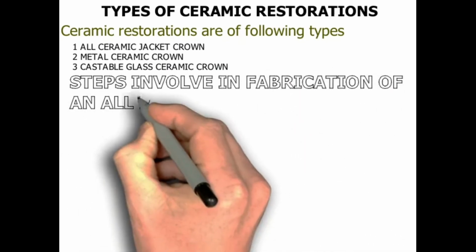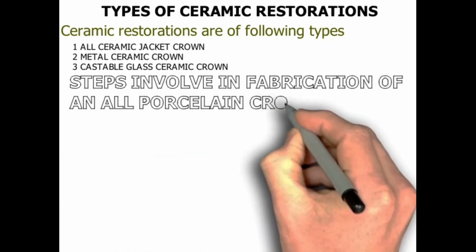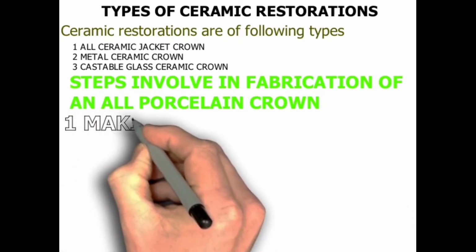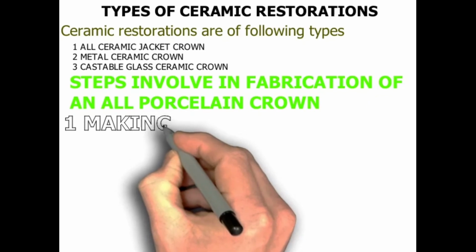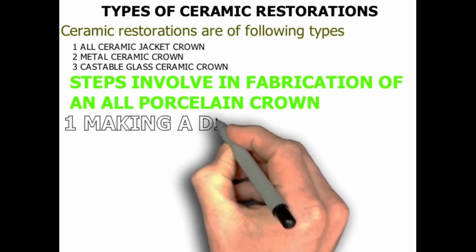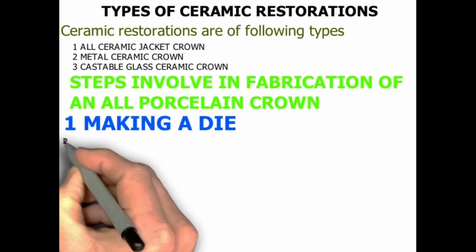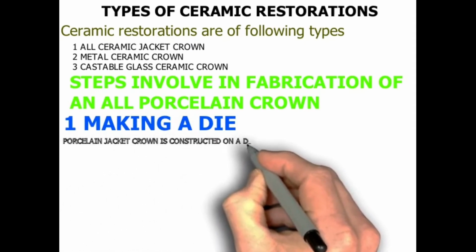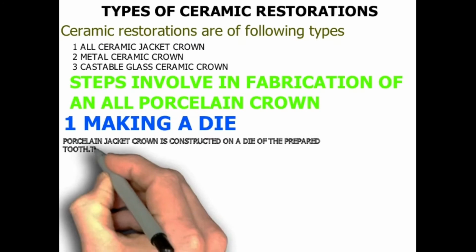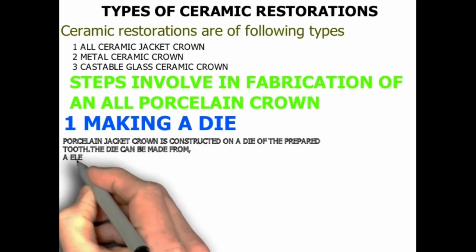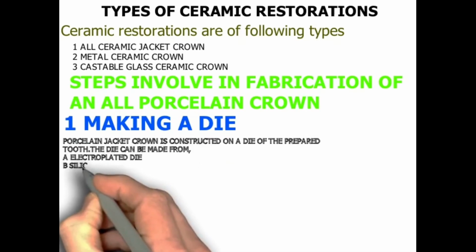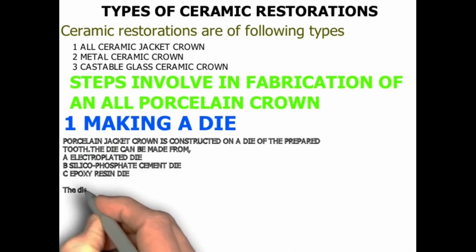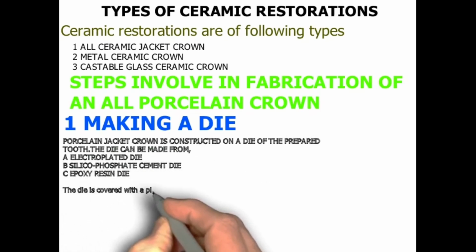Steps involved in fabrication of an all porcelain crown. Number 1, making a die. Porcelain jacket crown is constructed on a die of the prepared tooth. The die can be made from electroplated die, silicophosphate die, or epoxy resin die.